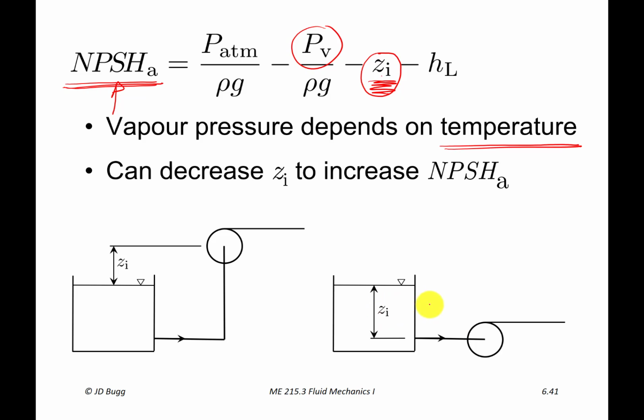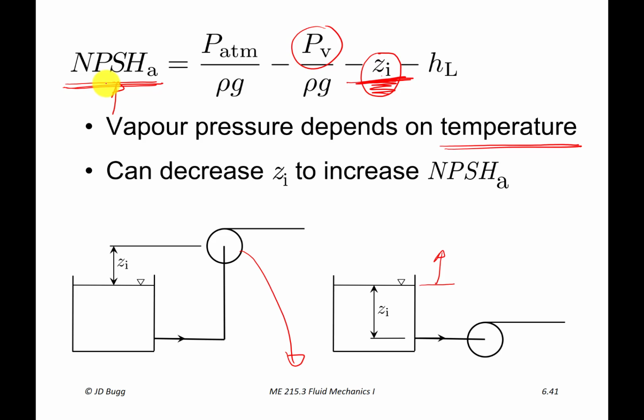This Z_I is actually negative. Remember, we established our datum like that. So this Z_I, we've reduced the elevation quite a bit, so we'd be putting a negative number in here, so we'd actually be increasing NPSHA. But the main thing here is move the pump down, decrease this, and increase this. So that's one thing we can do to the configuration of our piping system to keep our pump safe from cavitation.